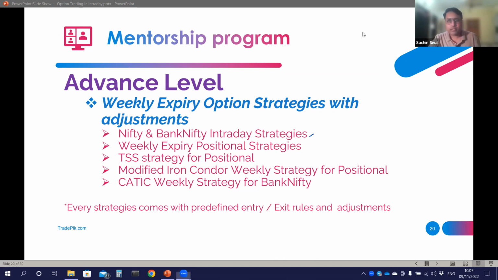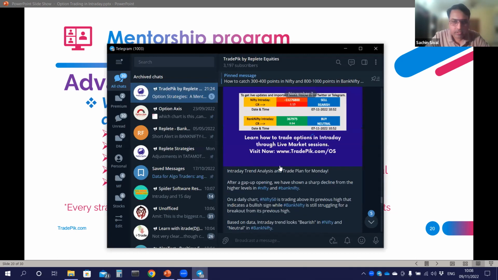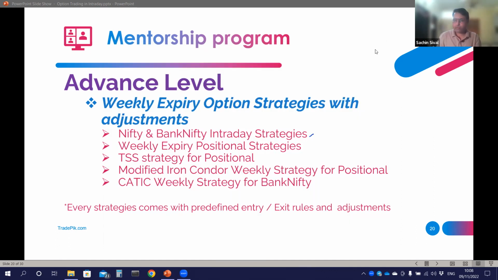When I say trend following system, I am using an Excel sheet which tells us what the trend is. I will show you that Excel sheet also. Let me show you just a glimpse of that Excel sheet. So this is the data we are getting from that Excel sheet. It will tell us what the trend is, so based on this you can find the trend.